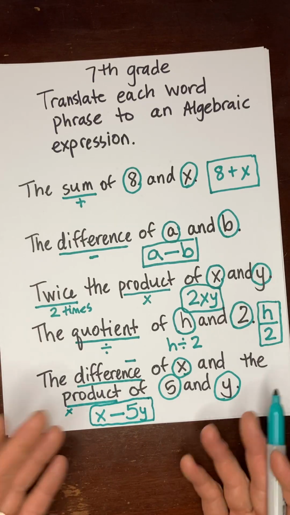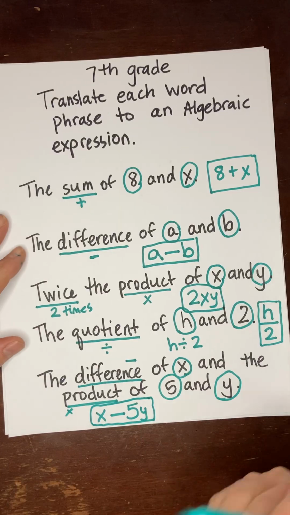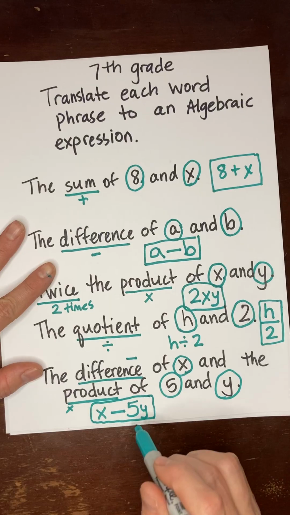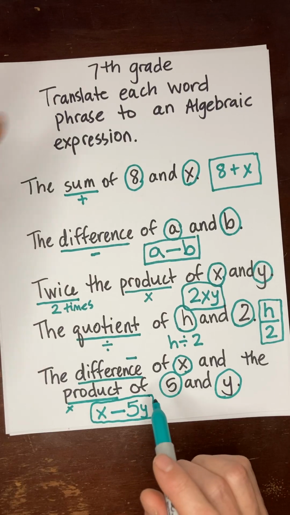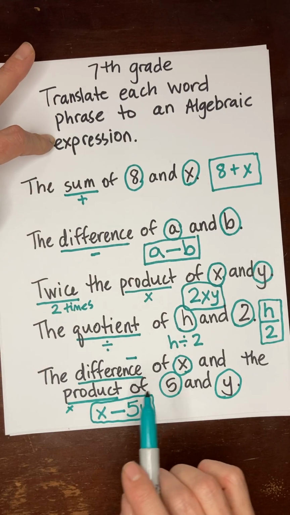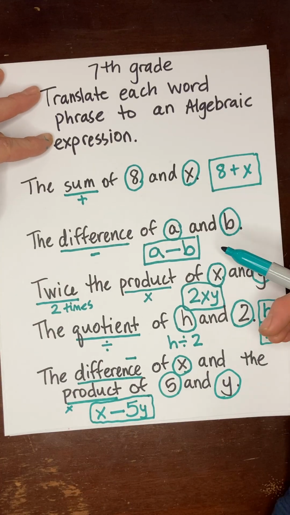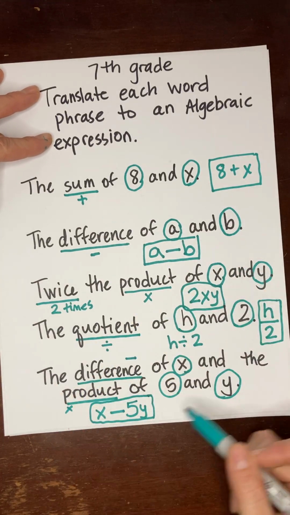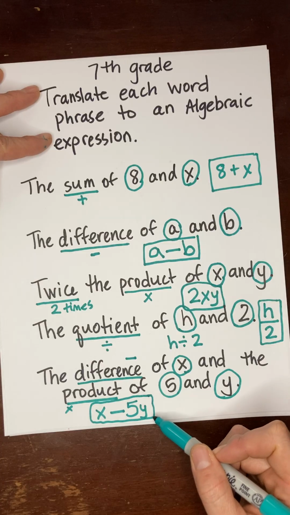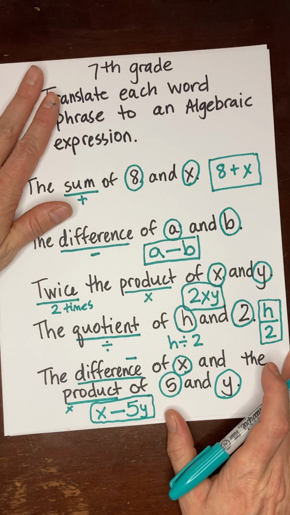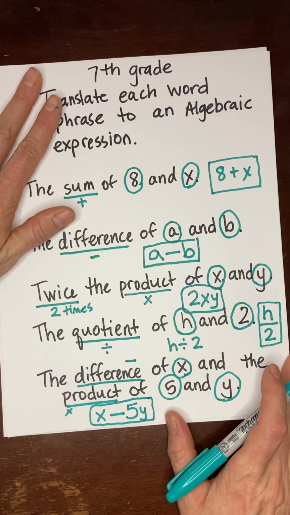Now, it's okay that we don't know what these variables mean. We're not asked to solve them or evaluate them. All we're asked to do is to make an algebraic expression. An expression means there's no equal sign. If there's an equal sign, it's an algebraic equation, but none of these have equal signs, so these are algebraic expressions. And that's all we're asked to do, just turn it into math. And that's it.